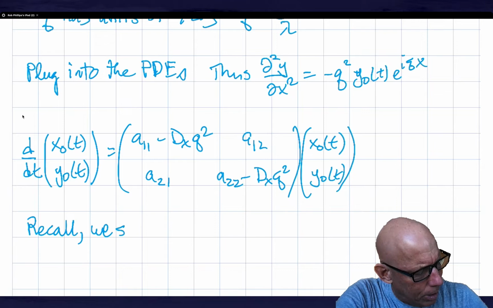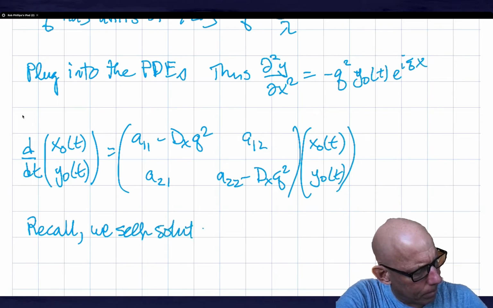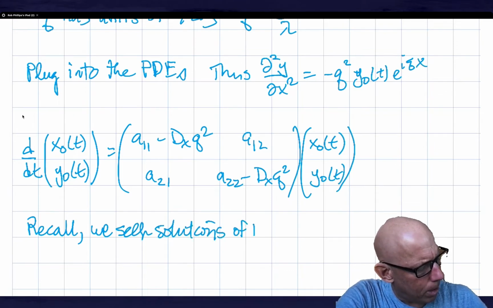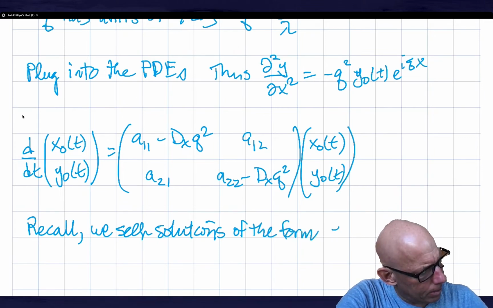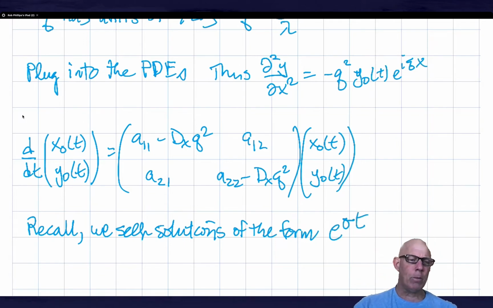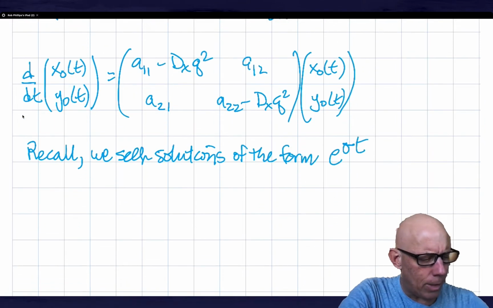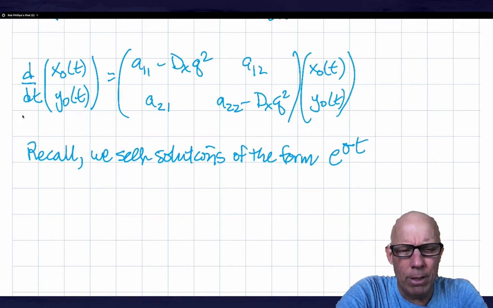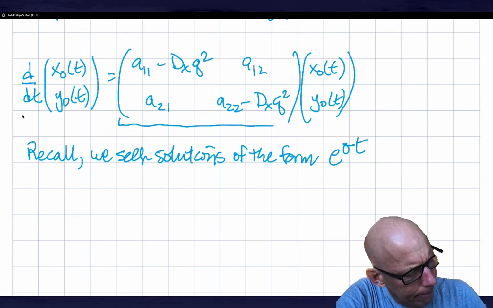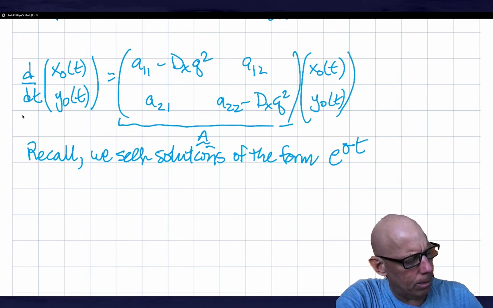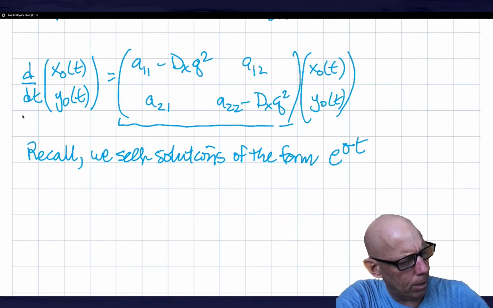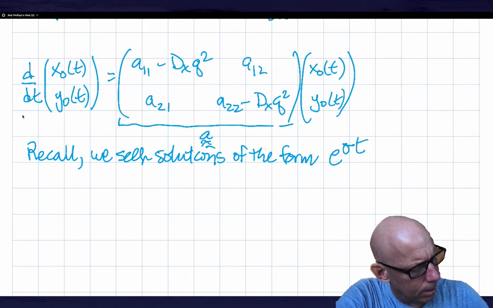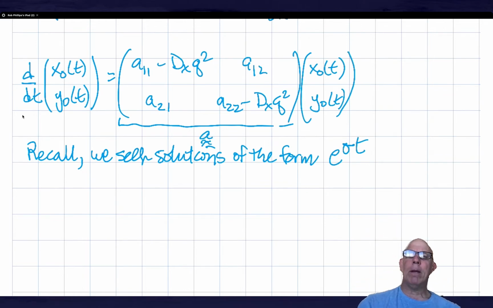And you'll recall, I'm not going to plug it in, but we seek solutions of the form e to the sigma t, and then we ask ourselves whether sigma is greater than 0 or less than 0. Where that leads us is it demands of us finding the eigenvalues of this matrix, which I'm going to call, I don't know, let me call it little a. So I need the eigenvalues of that matrix.